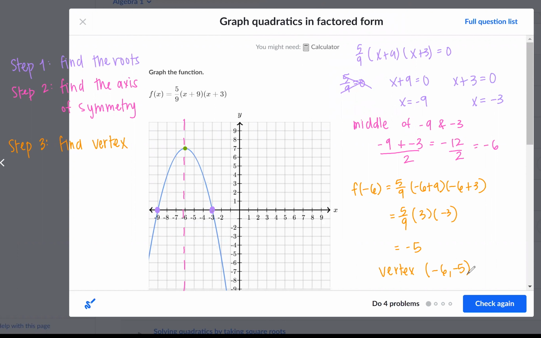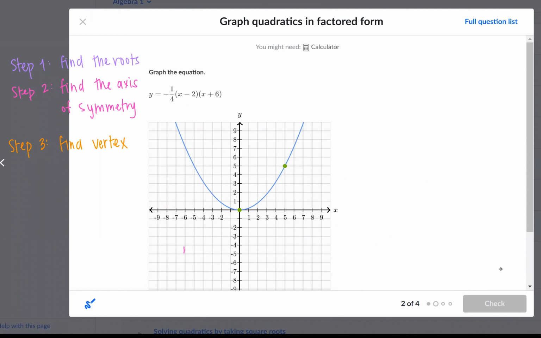This means my vertex is at the point (-6, -5). The x coordinate is -6. The y coordinate is -5. So I got to bring this down like this. So in purple, I have my 2 different zeros. In pink, I have my axis of symmetry. And in orange, I have my vertex where the x coordinate, right here, is -6 and my y coordinate is -5.